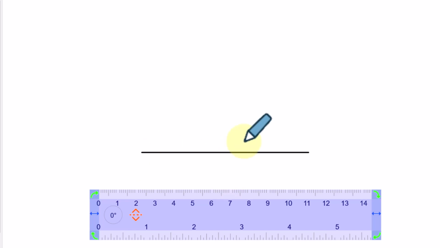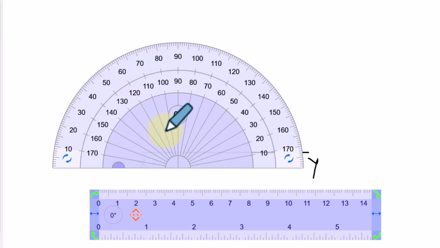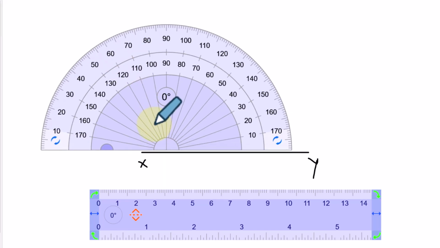So you need to label this line. You can choose any letter. Let me use X and Y, or you can use A and B, whatever you wish to use. So as I use X and Y, I've done my labeling. The next thing is to get your protractor. So this is my protractor. Just pick any point. I can choose X.